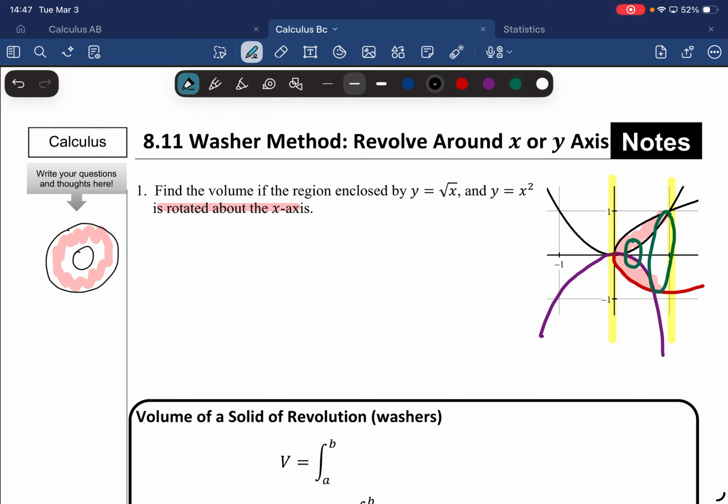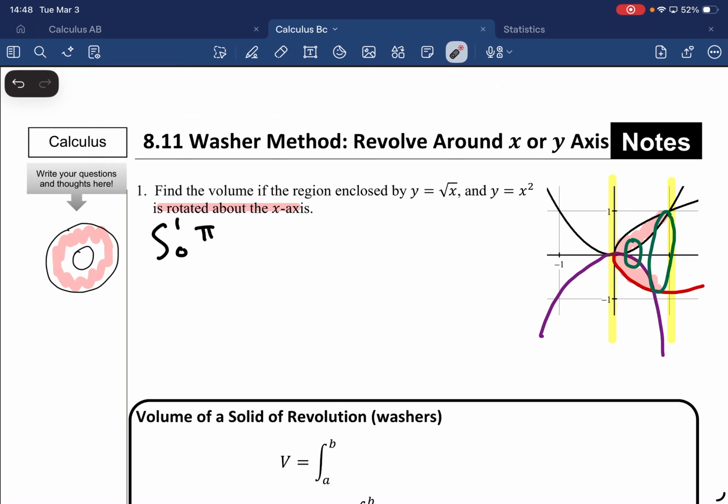Okay, so when we're writing our integration, this is going to be the integral from 0 to 1. We're still dealing with circles, so we're still going to use the area of a circle, which is pi r squared. But since we have two circles, we're going to do the radius of the large circle first, and then the radius of the small circle. The radius of the large circle is what's touching the outside function, and notice that the outside function is going to be the square root of x. So right here, this is the outside function.